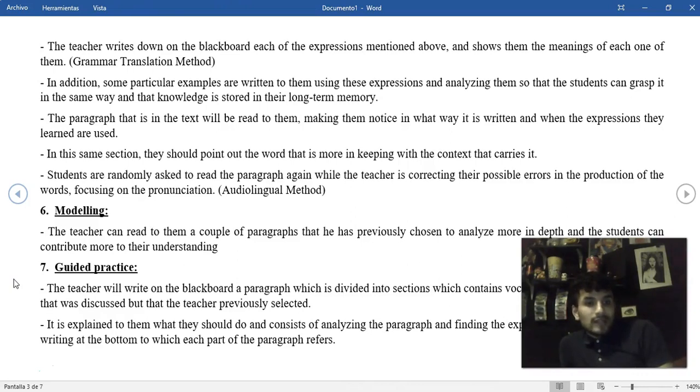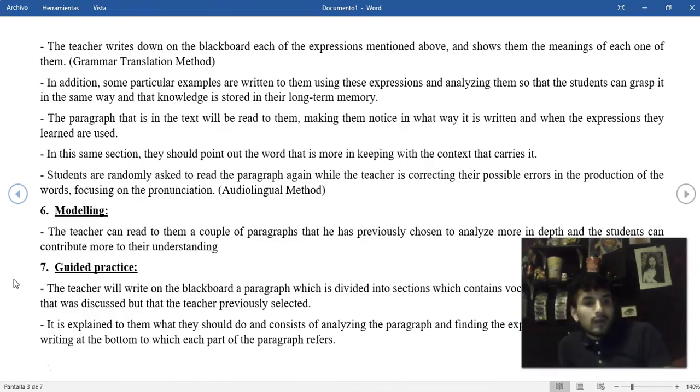Students are randomly asked to read the paragraph again while the teacher corrects the possible errors in the production of the words, focusing on their pronunciation. Yes, I'm going to use the audiolingual method here because I'm going to correct their pronunciation of oral productions, which has to do with the audiolingual method.